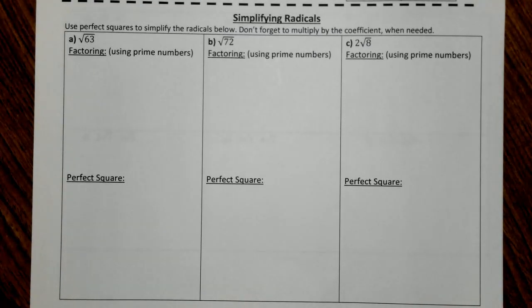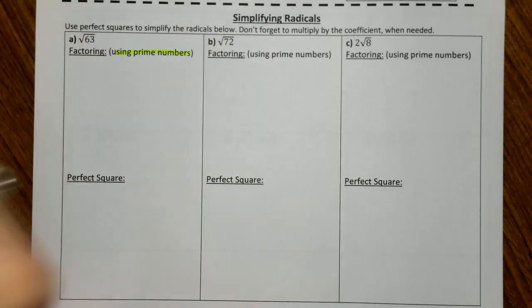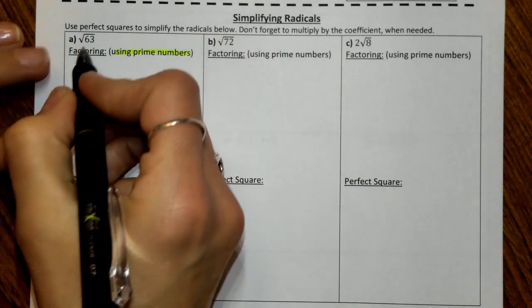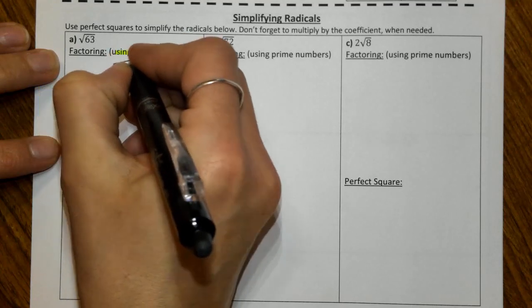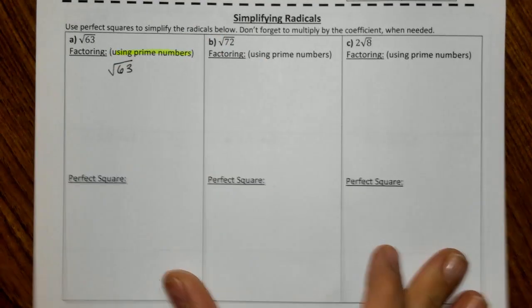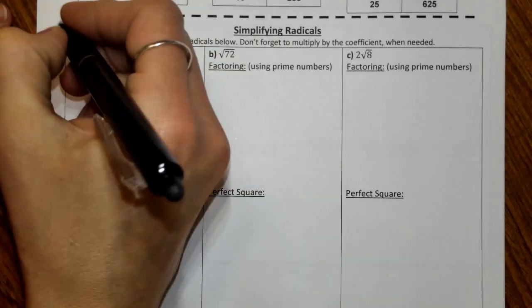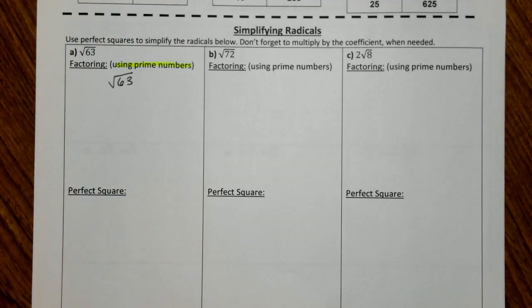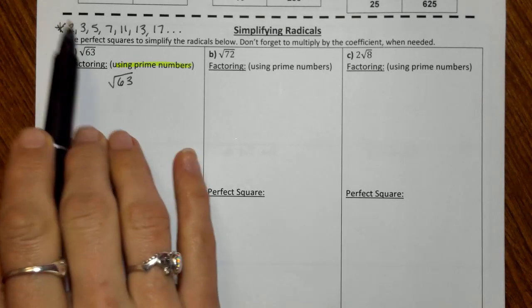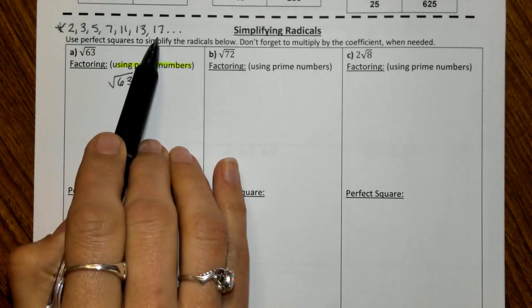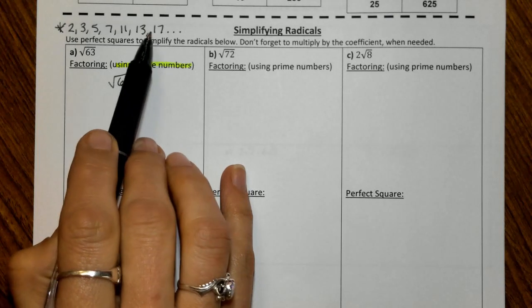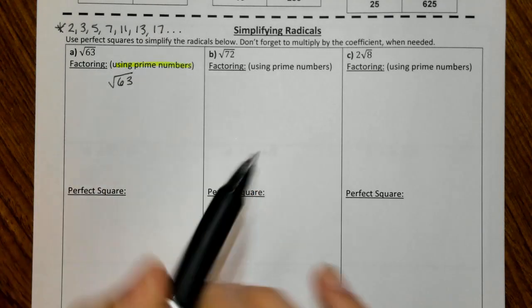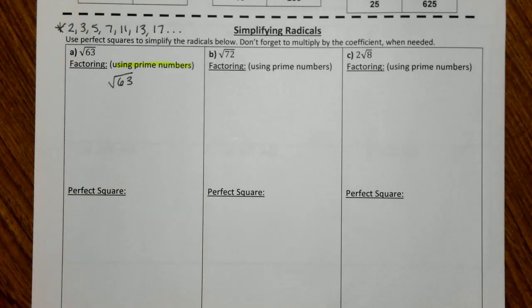One way is going to be factoring. And there's also 2 different ways we can look at factoring. Factoring is going to be using your prime numbers. The first one, let's go ahead and take the square root of 63. What we want to do is take a look at our prime numbers, starting with the lowest. Make sure that we have these written down. Now these are just some: 2, 3, 5, 7, 11, 13, 17. Usually when you get out to 13, 17, that's probably about the highest we go with the prime numbers with our factoring.